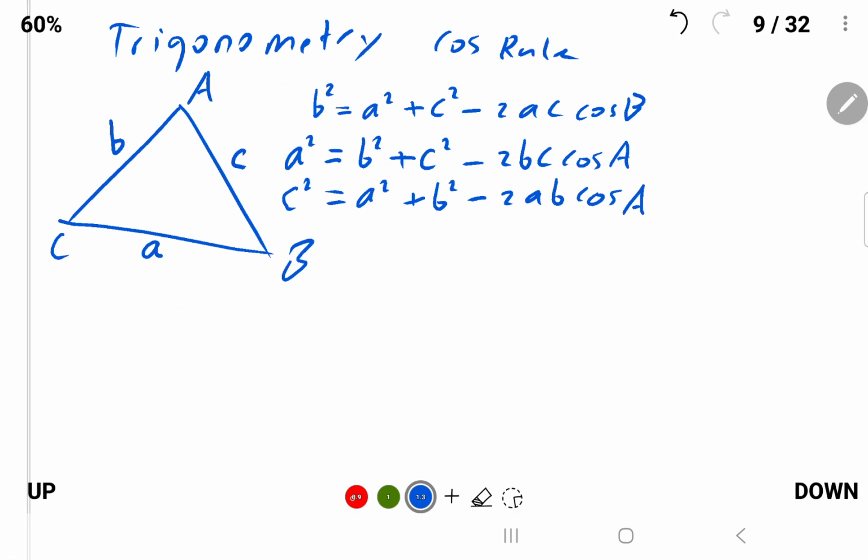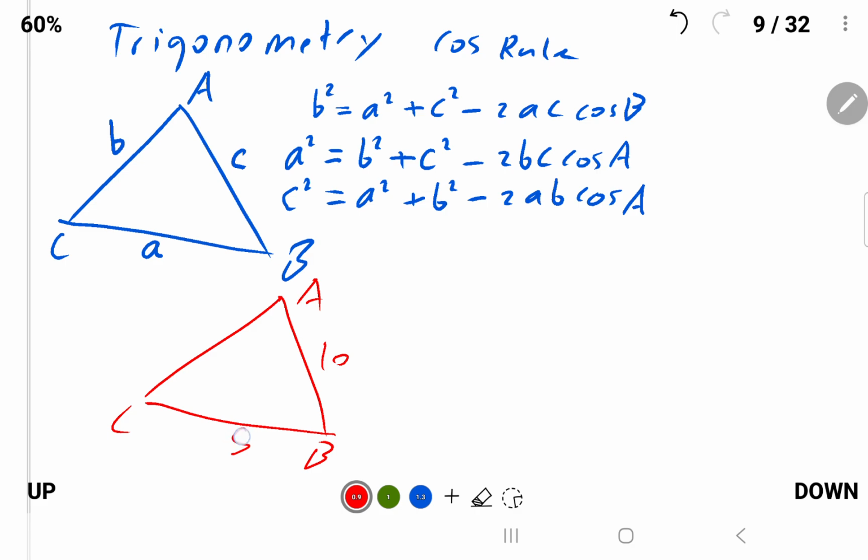Let's do a small example here. So imagine you have a triangle ABC in which you have here 10 and here 8. This angle is 50 degrees. So the question, find side x.